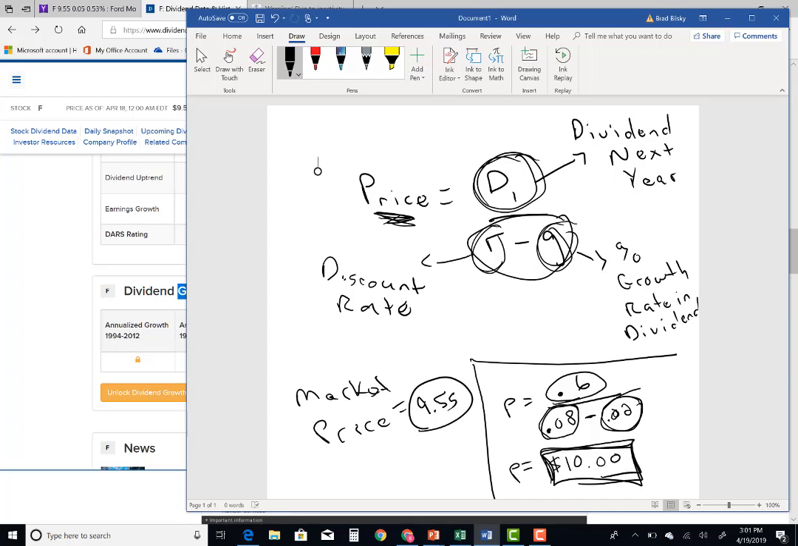They're actually trading for $9.55 right now. So based on this analysis, I think it's a good deal to buy Ford. I'm getting it for 45 cents less than what I think it should be worth based on my predictions. Now, notice all this stuff is susceptible to error, so if I change those inputs just a little bit, I'm going to get a different output.